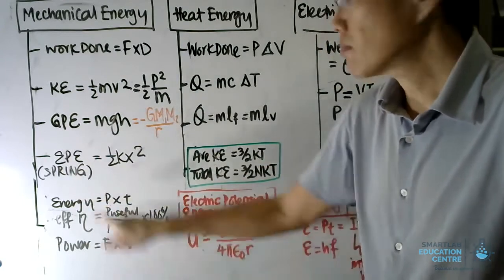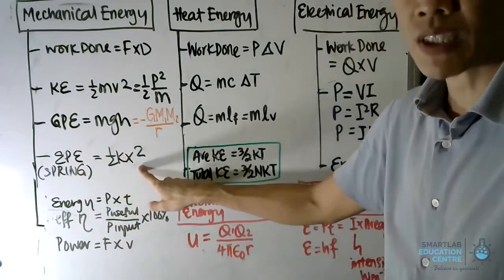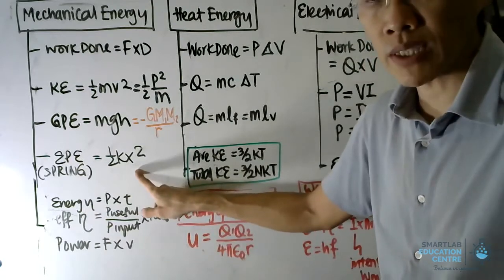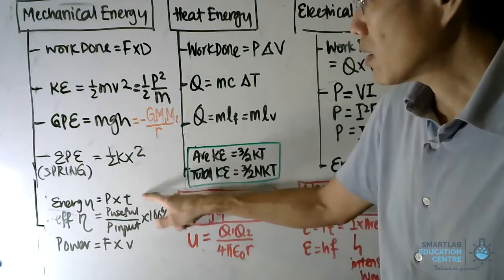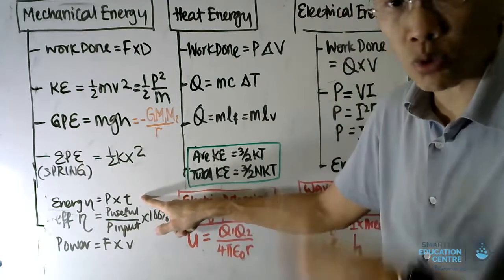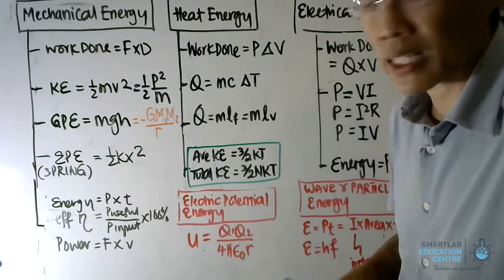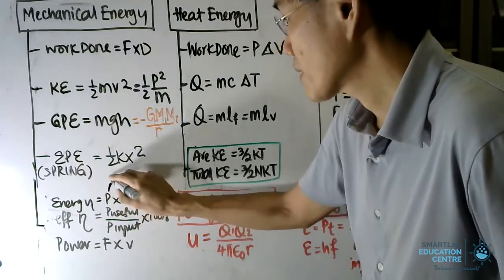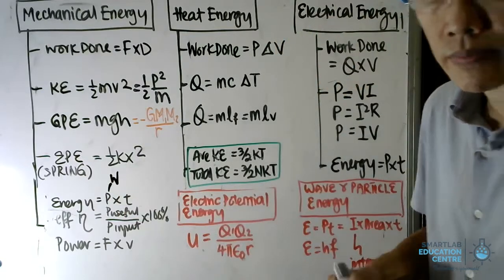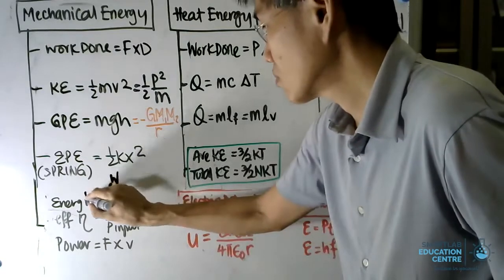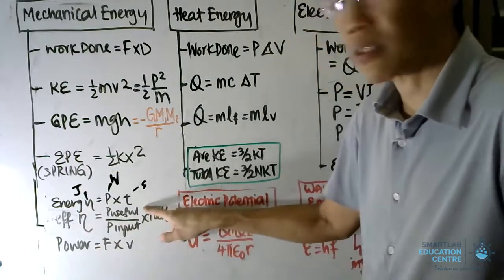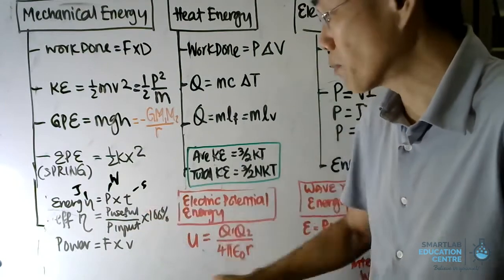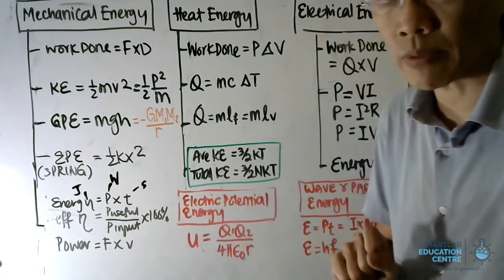Elastic potential energy, that's actually your spring, which is half kx squared. Later, in our second part of our brief, we'll go into details with this. These are the three other formulas. One is obviously energy. Energy is equal to power multiplied by time. Your power is in watt, energy in joule, and time in second. And your efficiency is the useful power, or the power output divided by the power input multiplied by 100%.